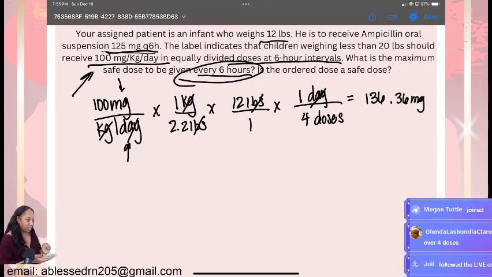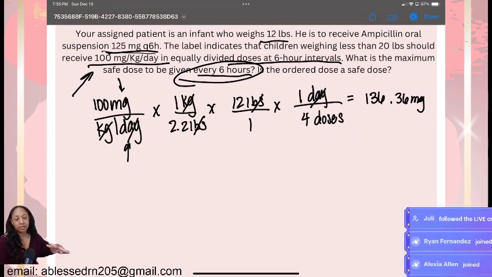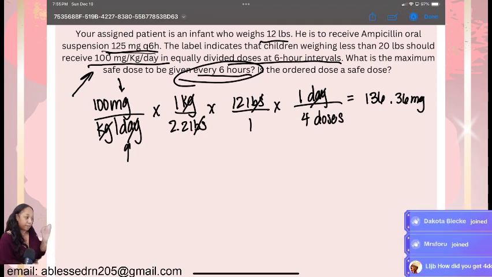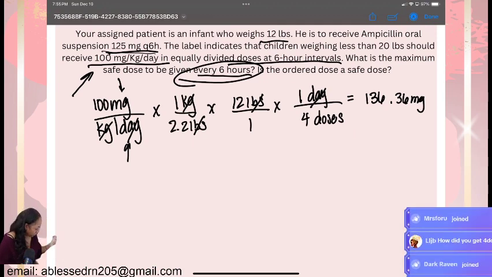So I'm gonna do it again because I get kind of freaked out and wonder, did I press the right button, you know? So I'll do it again. 100 times 12 divided by 2.2 divided by 4. Yep, I got the same thing twice. So this is how many milligrams they can receive in one dose.